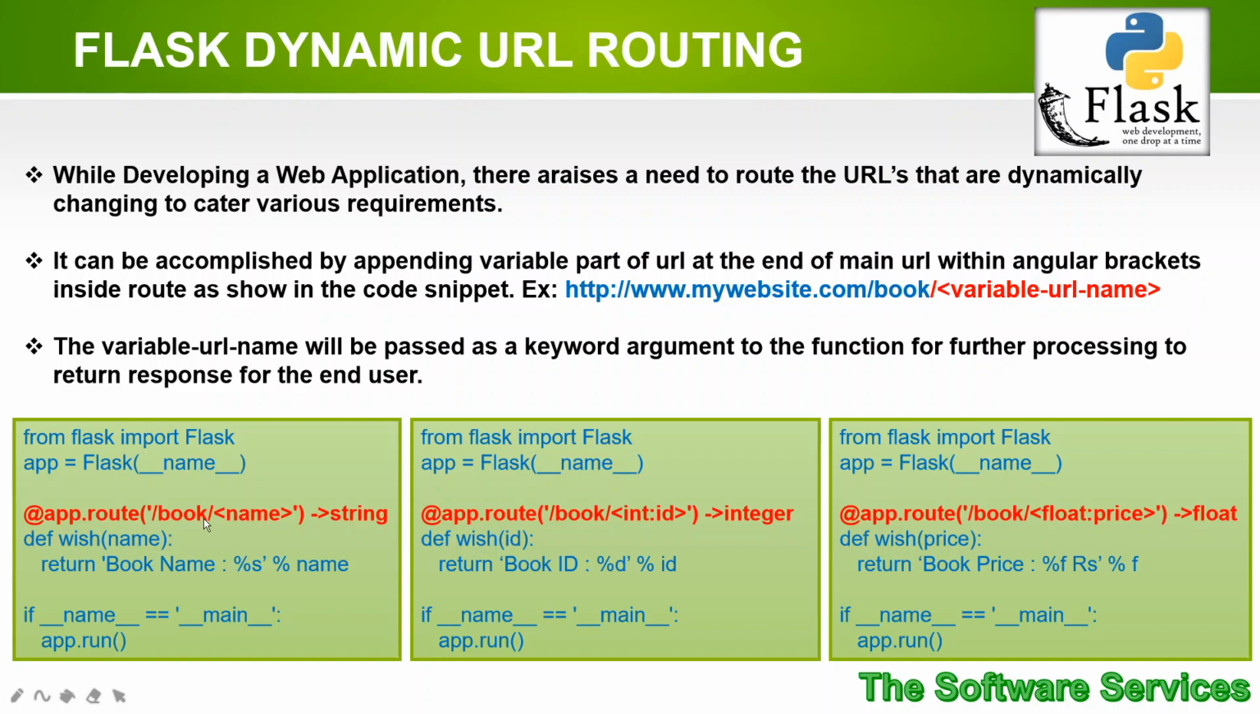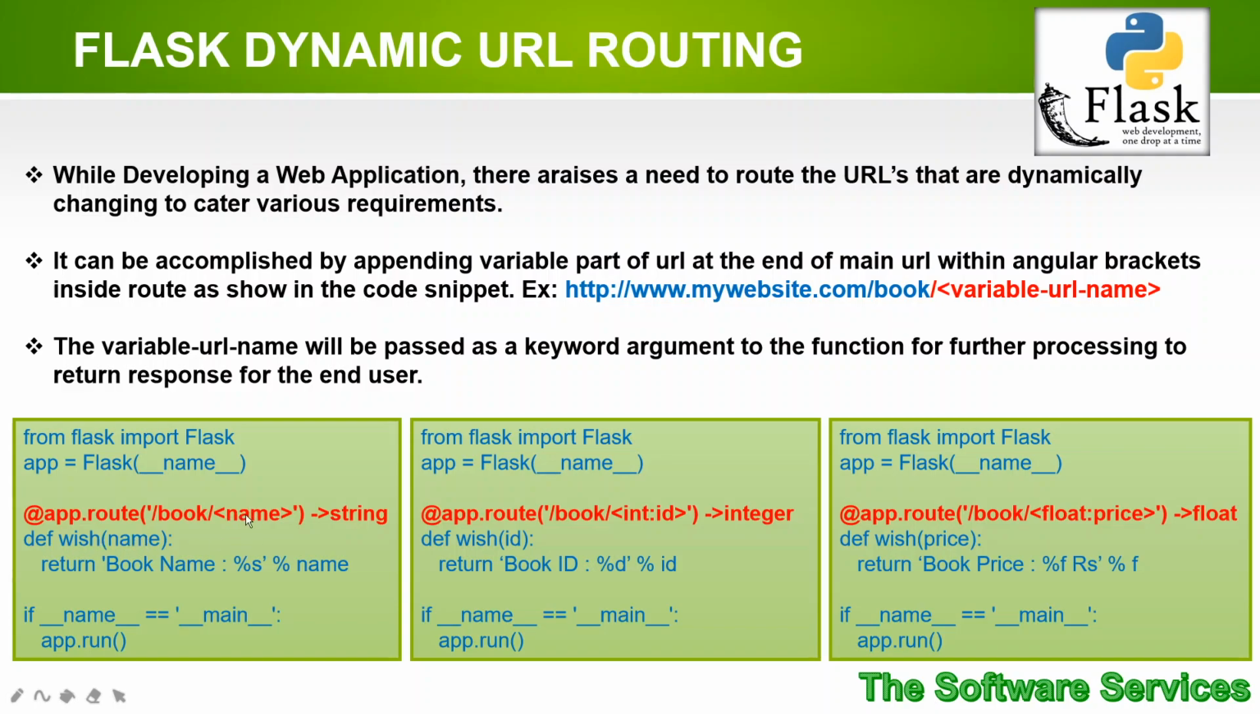The name may be changed, so the book may be a Python basics book, or the book may be a Java basics book. The book name keeps on changing, right? Okay, so now how to handle this one? So we have to define like this. Inside the angular brackets we need to give one custom name. Okay, after that what will happen is the pattern which we have defined here within the angular brackets, that part will be supplied as a keyword argument to the function, friends.